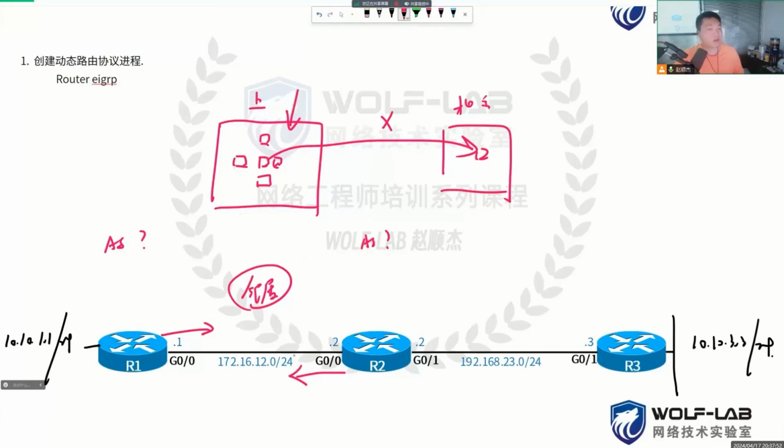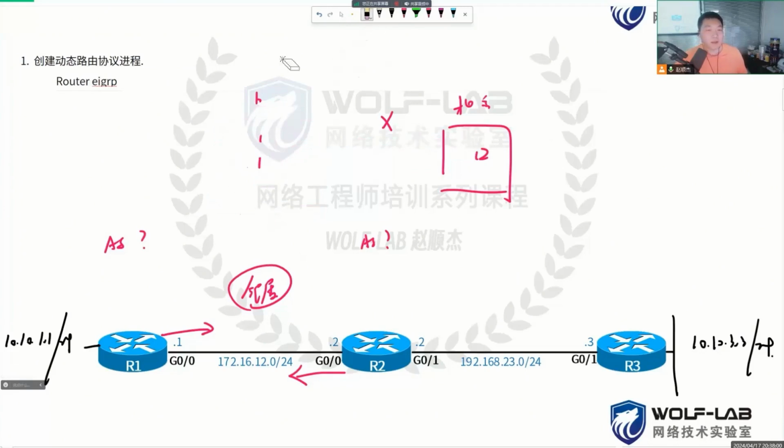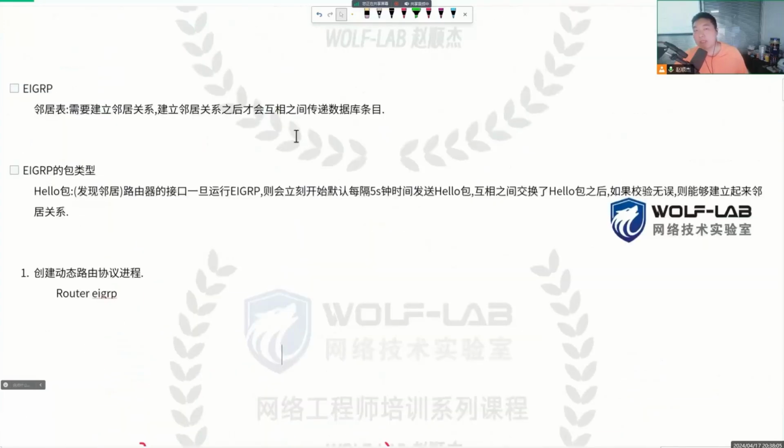where 90 is the X value, and X is the AS number. Then two EIGRP routers need to ensure the AS number is consistent to establish an EIGRP neighbor relationship.